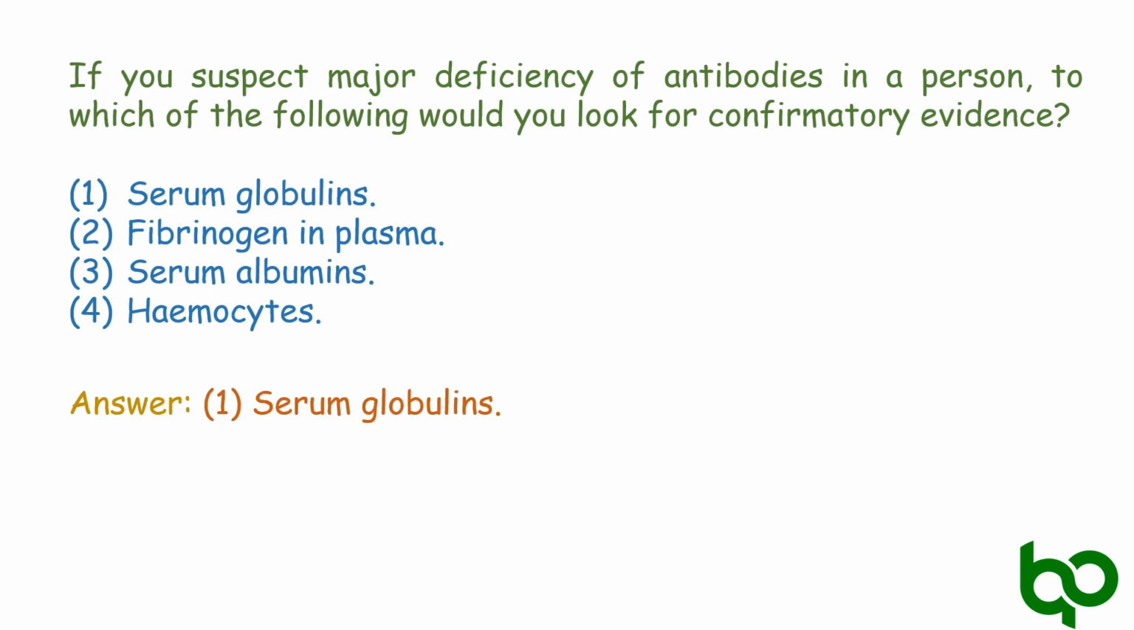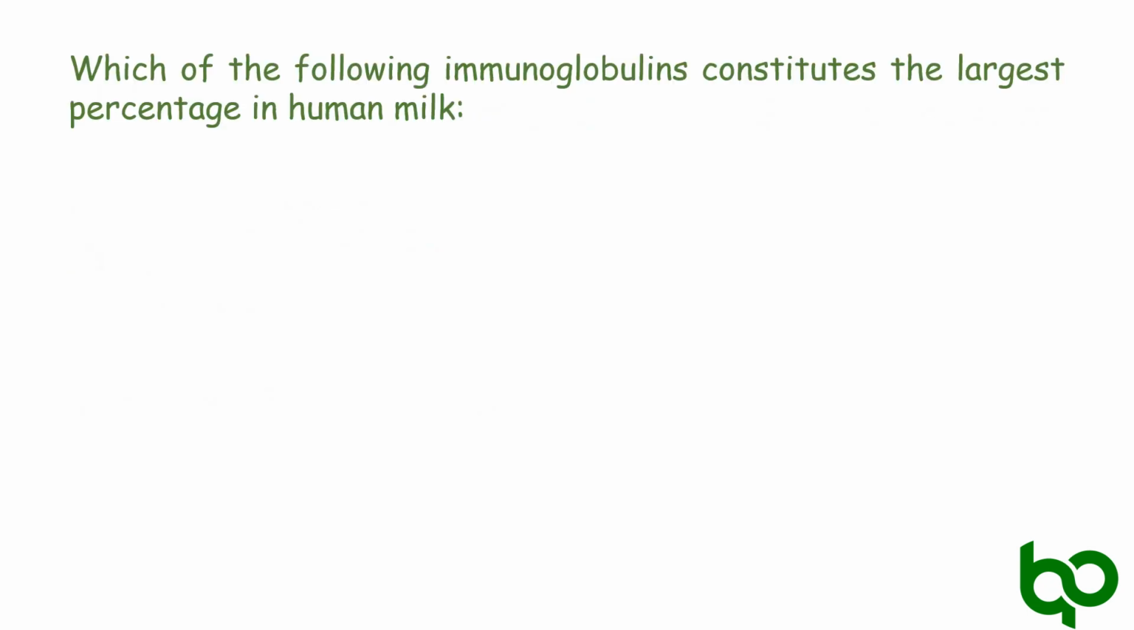The correct answer will be the first option, serum globulin, because antibodies are the substances formed in response to the antigen as a defense mechanism in our body, and they are called serum gamma globulin because they can be easily demonstrated inside serum.